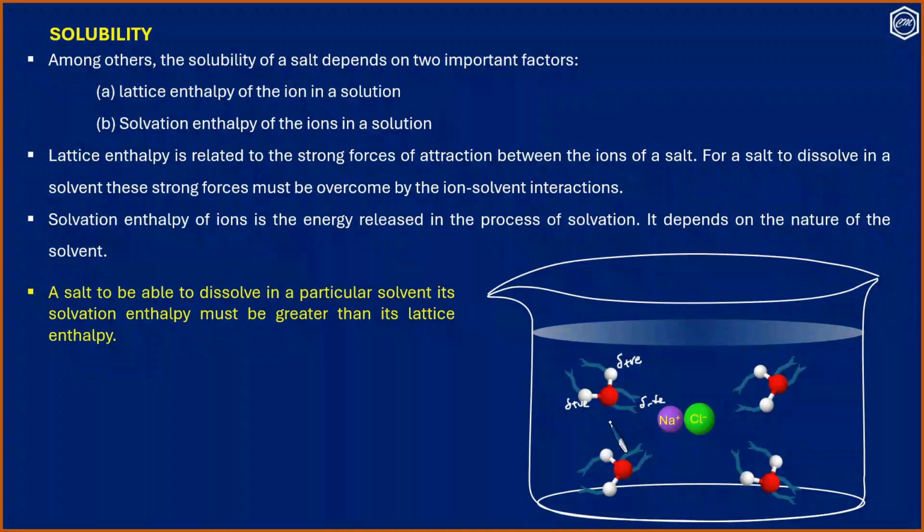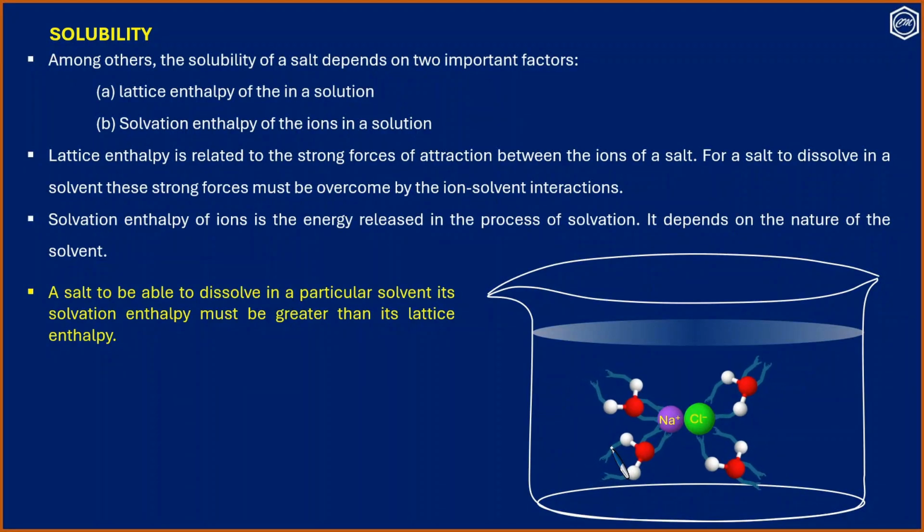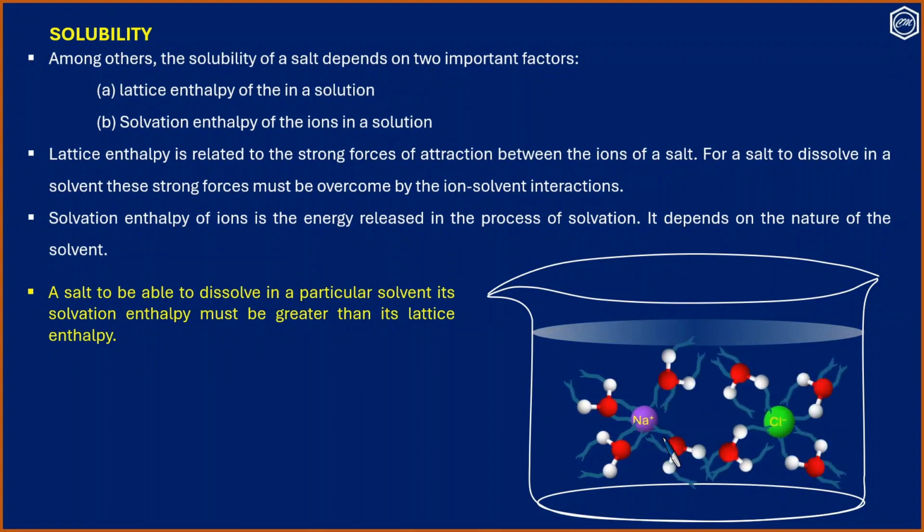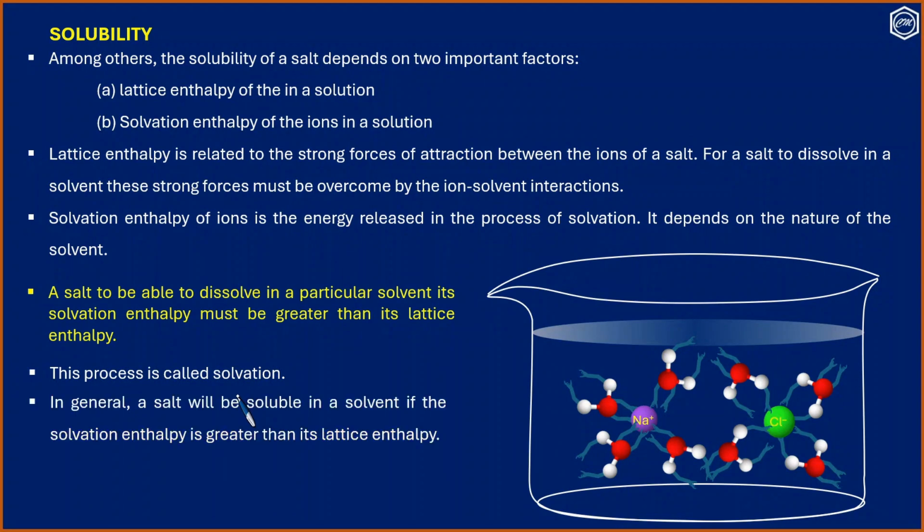The negative part of the water molecule goes near the Na+ ion and the positive part goes near the Cl- ion and pulls the two ions apart and separates them. Water molecules now surround the ions. Sodium ions are surrounded by the negative part of water molecules and the positive part of water molecules surrounds the chloride ions. This process is called solvation. Here the solvation enthalpy overcomes the lattice enthalpy, which is related to the strong force of attraction between the ions.